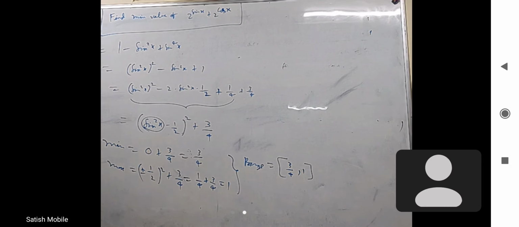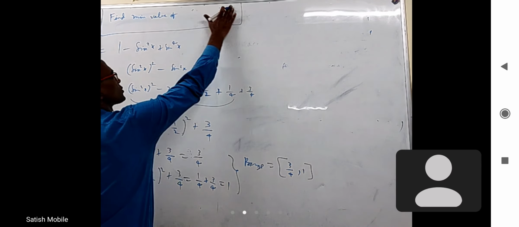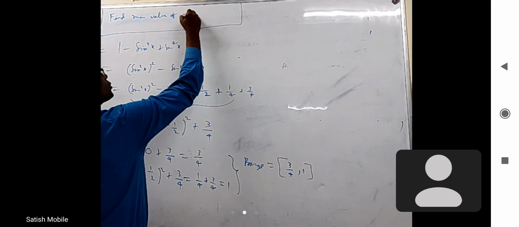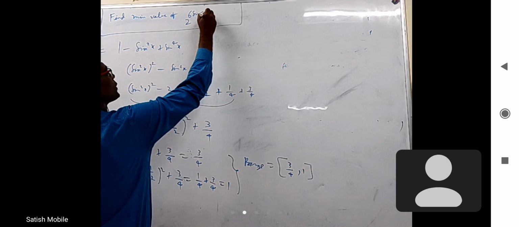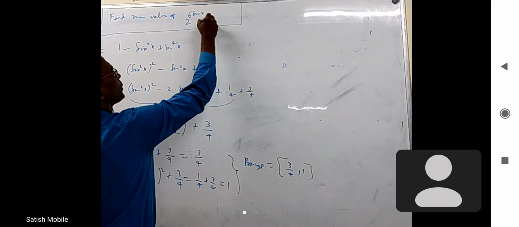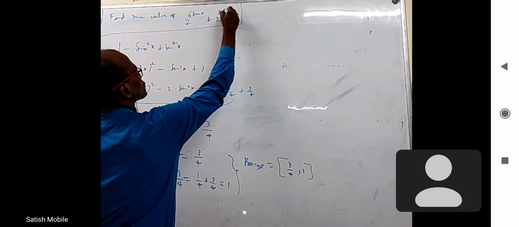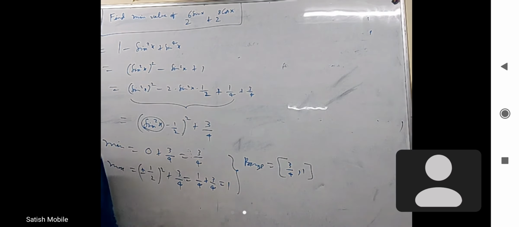Maybe I'll change this question slightly. This is okay, but I want to write 2 power 6 sin x plus 2 power 8 cos x. Okay, I just kept 6 extra, 8 extra here. That's all. 2 power 6 sin x plus 2 power 8 cos x.